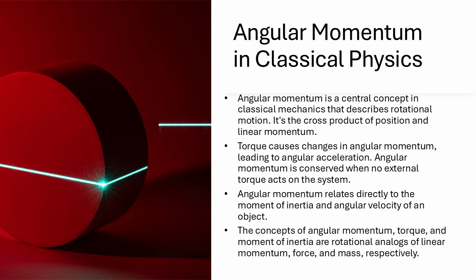Think of a figure skater doing a spin. When they pull their arms in, they spin faster, right? That's because they've decreased their distance from the axis of rotation. But here's the kicker. The total angular momentum stays the same. Wait, what? How does that work?